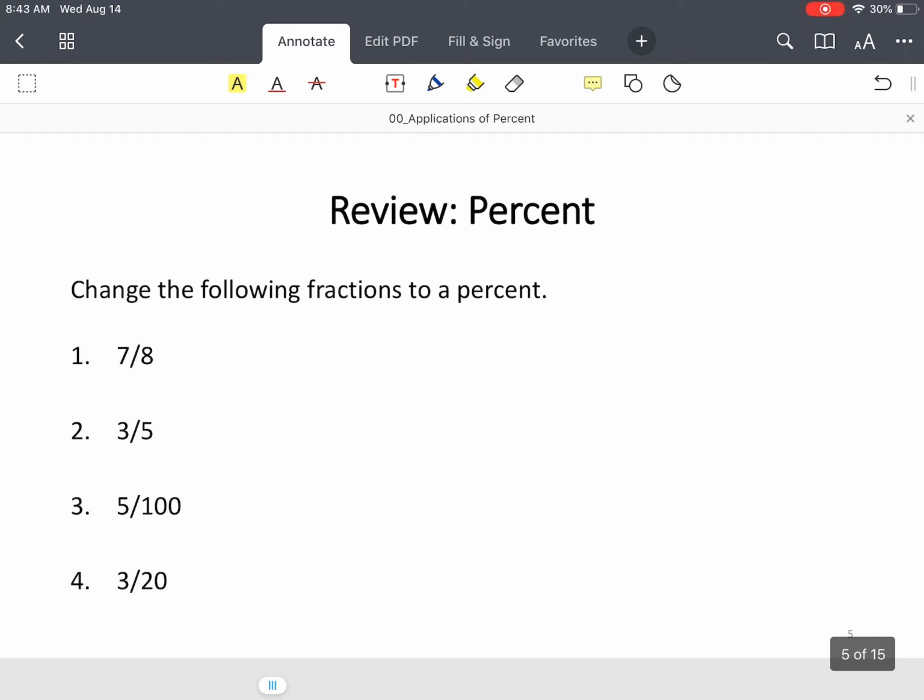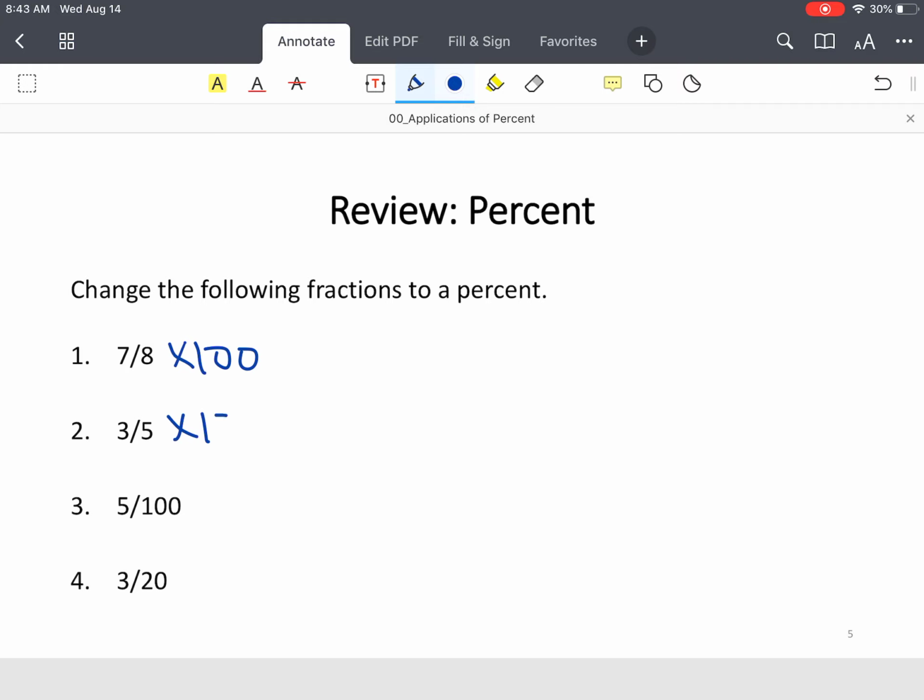All right, now we're going to go from a fraction to a percent. Now, notice, when you're going from a percent to a fraction, or percent to a decimal, you divide by 100. And then if you're going from a decimal to a percent or a fraction to a percent, all you do is multiply by 100.